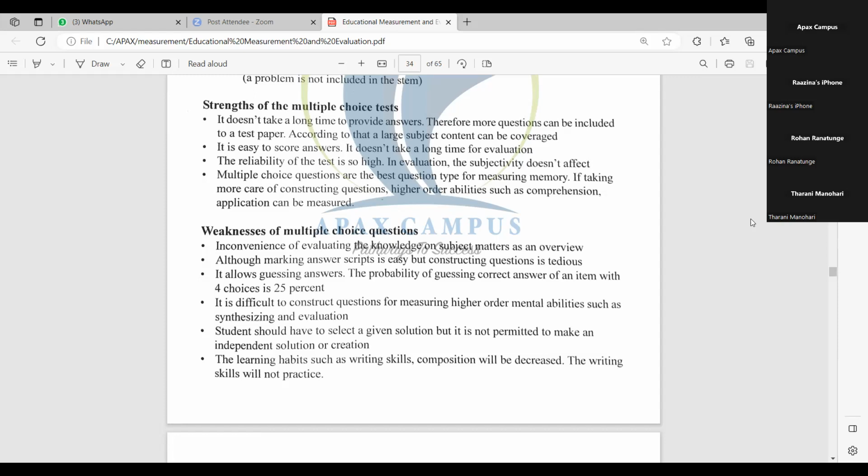The learning habits such as writing skills and composition will be decreased. The writing skills will not be practiced.